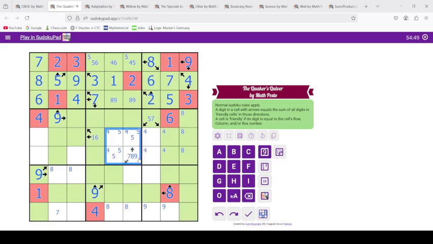9 goes in one of those 4 cells by Sudoku. 5 is one of those 3 cells. 6 is one of those 4. 7 is one of those 4. Ah, yes, this is not a friendly cell, so it has to be 5. So that's no longer a 7, and it's friendly. One of those 2 is a 5, which means this one is not a 5.